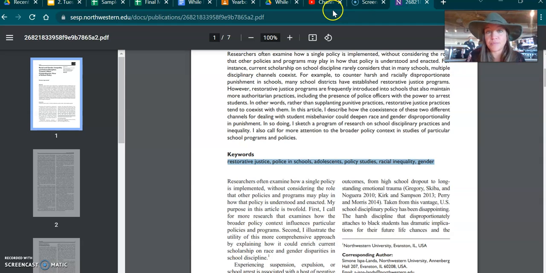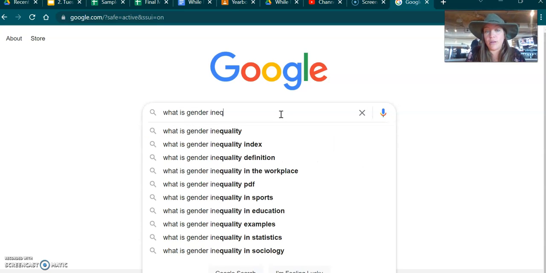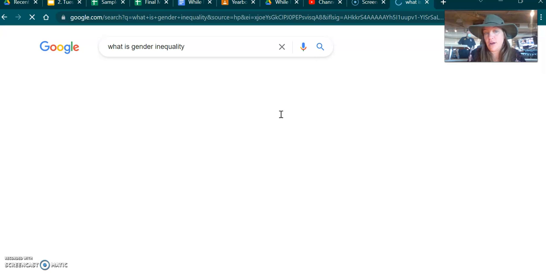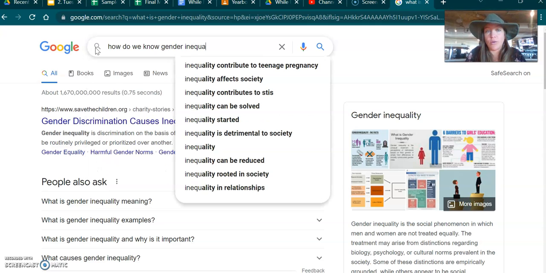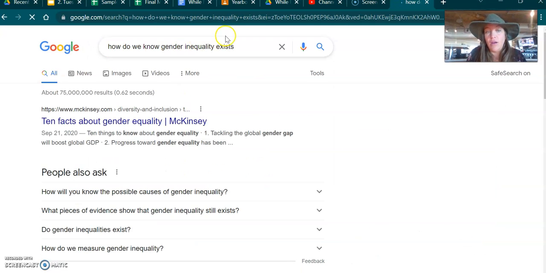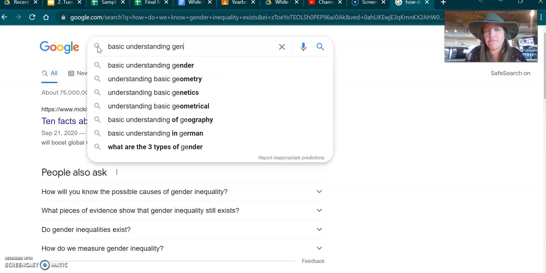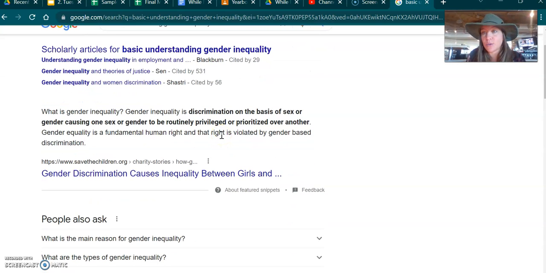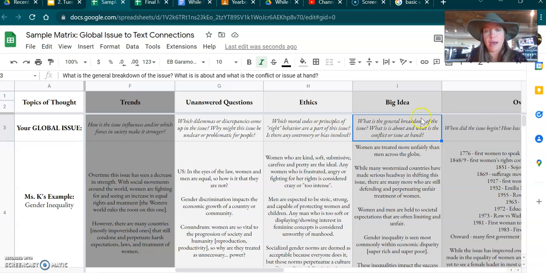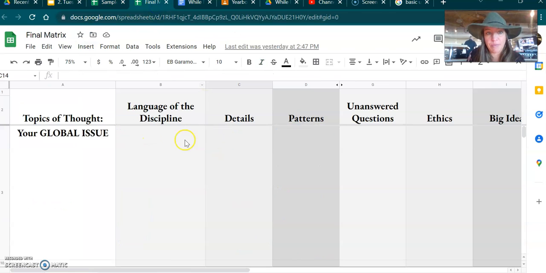So again, if I'm searching in Google, I might say something like, what is gender inequality? Maybe instead I search something like, how do we know gender inequality exists? You might even say something like, basic understanding gender inequality. And that's going to help me get to articles that are going to give me exactly the sort of information I need to be able to complete both my big idea box and my language of the discipline. So again, today you're only expected to complete language of the discipline and your big idea box.